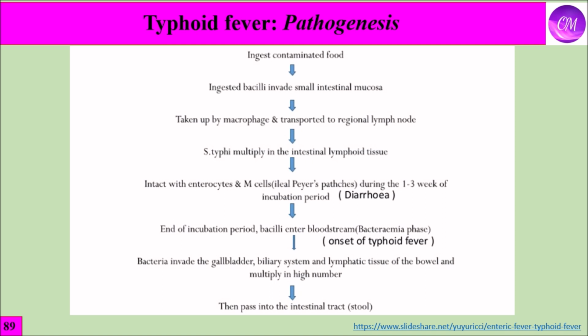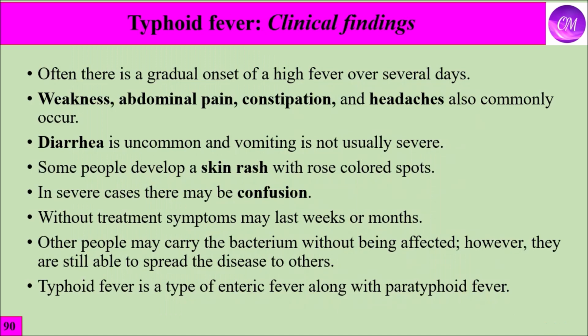At the end of the incubation period, bacilli enter the bloodstream. That starts the bacteremia phase. And bacteria invade the gallbladder, biliary system, and lymphatic tissue of the bowel and multiply in high numbers. Then they pass into the intestinal tract and are present in the stool.